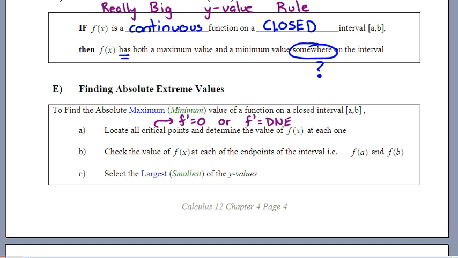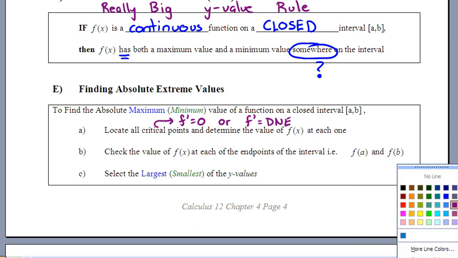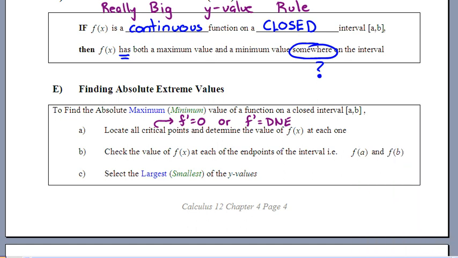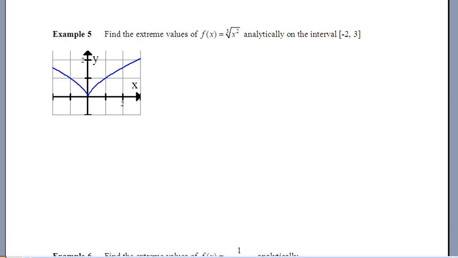So we do want to definitely check out our endpoints just to make sure that's not where the maximums are hiding. And then you just pick, from all the ones you've seen, the very biggest and the very smallest y value. That'll be our plan. Now we're going to try that out over the next couple of pages. And I need to tell you that it's going to take us about 4 lessons to get to the point where we can really put everything together.